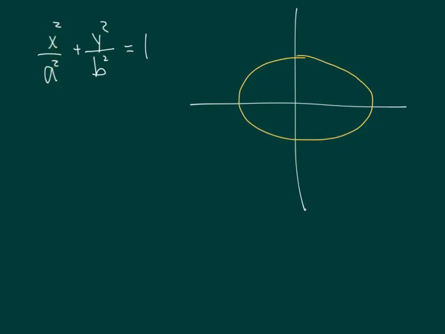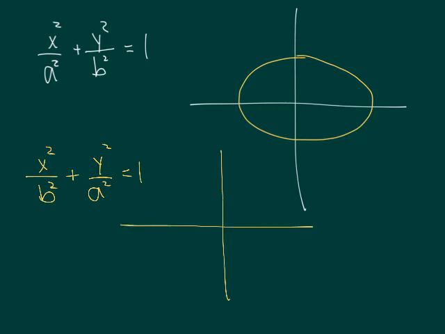Now if I change this and set x squared over b squared plus y squared over a squared, and I set that equal to 1, the difference would be, there's my axis. Now I'm saying my A is going to be longest on the y-axis, so it's going to look like that instead. So it's just going a different direction. So just look and see where that A is. If it's under the y, it's going to look like this. If it's under the x, it's going to look like that. Alright, so let's look at a couple of examples here.